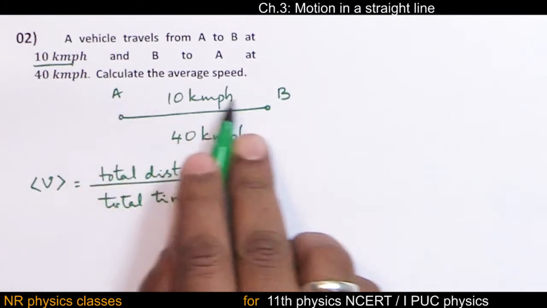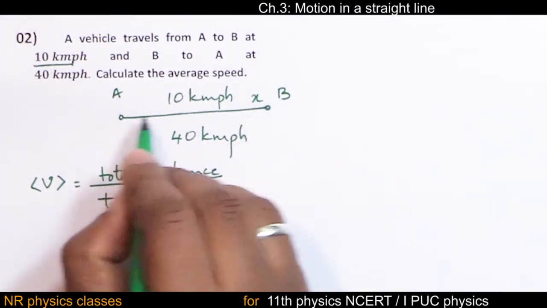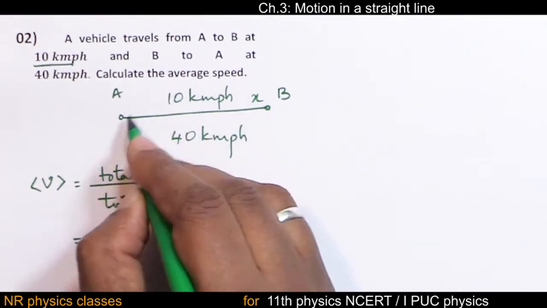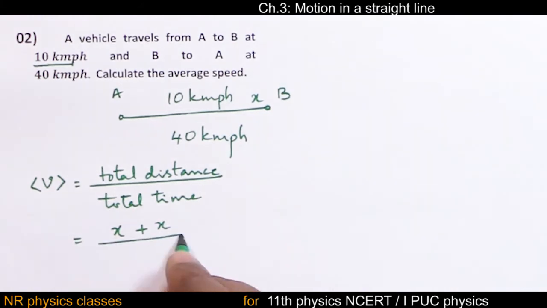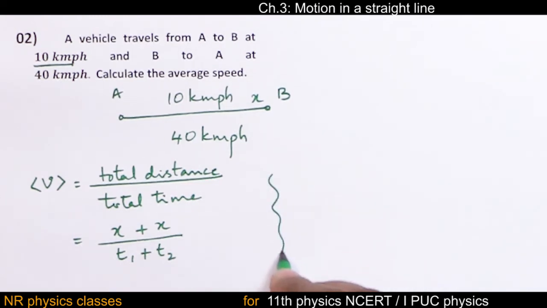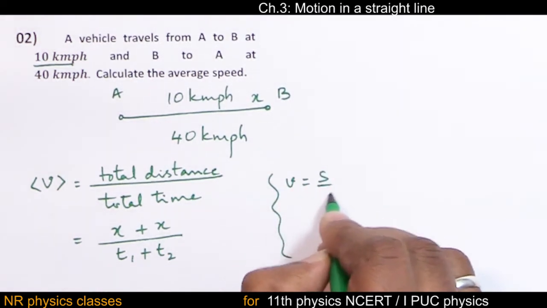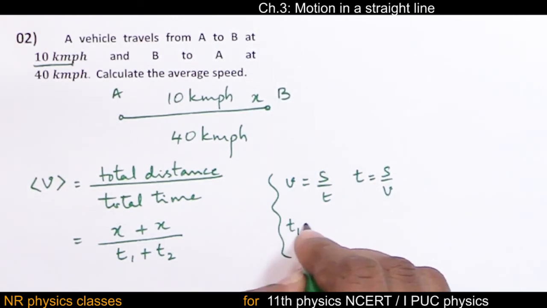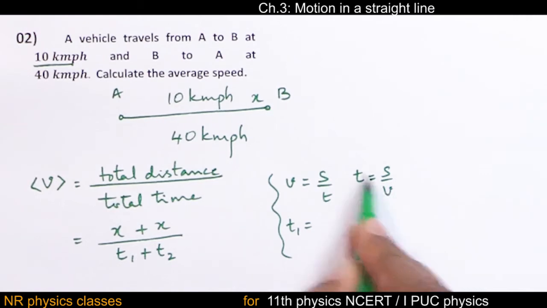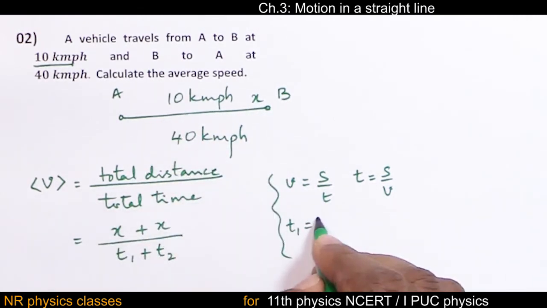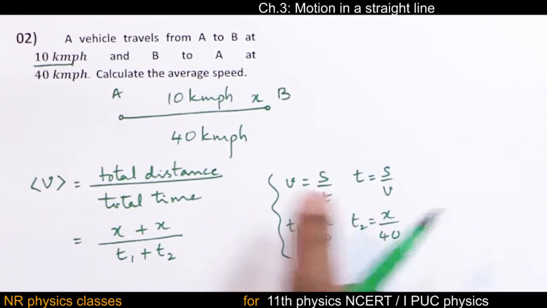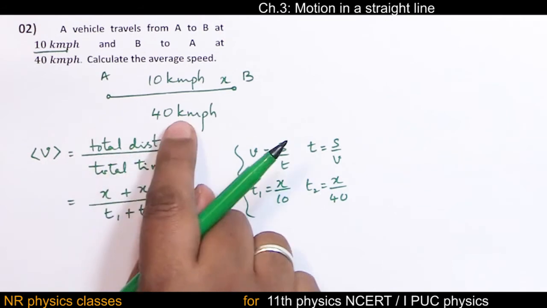Let the distance between A and B be x, unknown. Therefore, total distance is x from A to B, and from B to A, again x. Total time is t1 plus t2. Speed equals distance by time, or time equals distance by speed. Therefore, t1 is distance by speed, x by 10, and t2 is x by 40, since B to A is also the same distance.